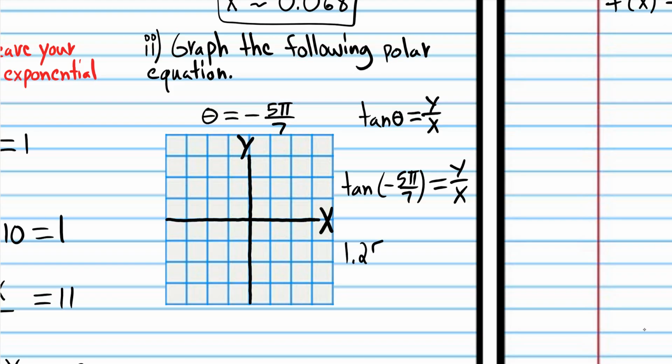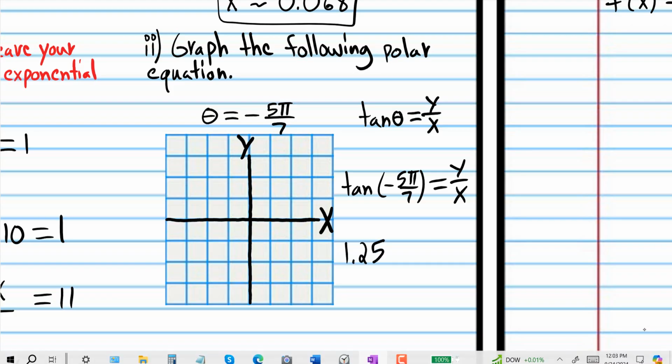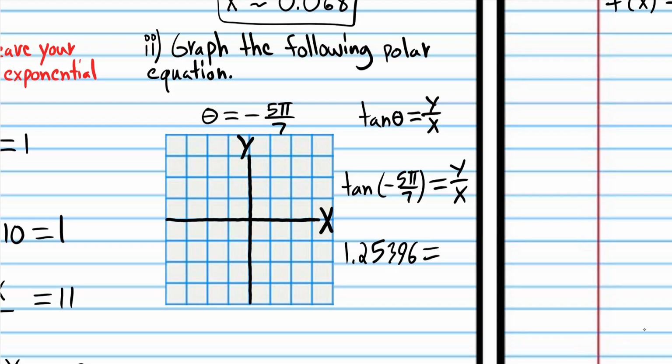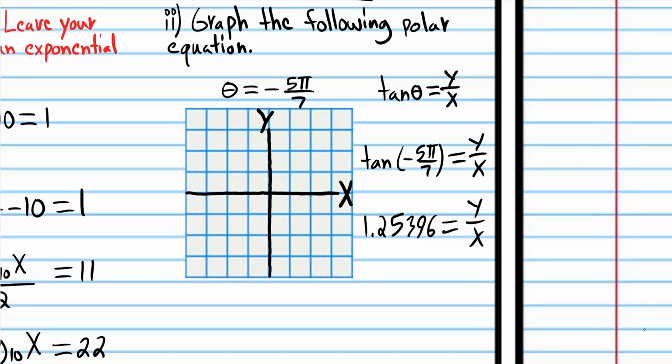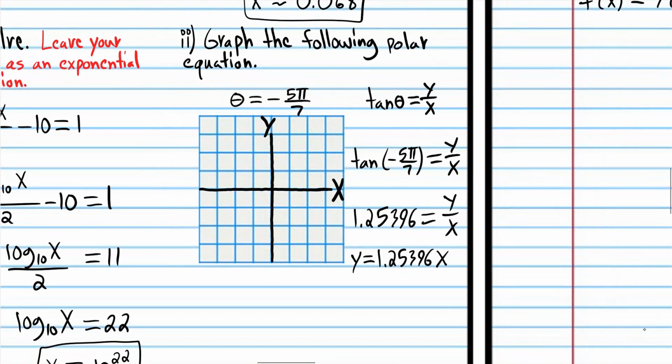So we get approximately 1.25396 is equal to y over x. And if we multiply both sides of the equation by x, we get the following.